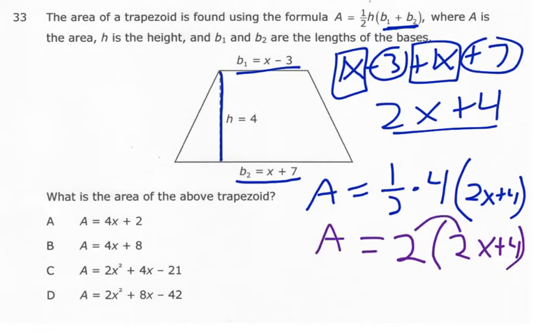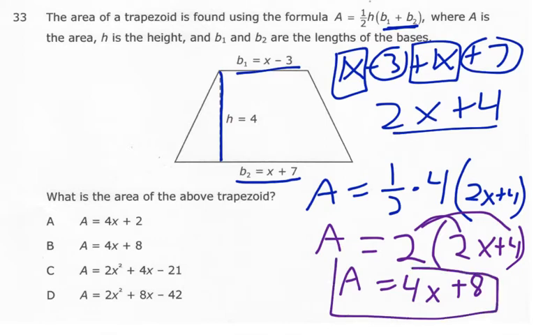And then distributive property, 2 times 2x is 4x, 2 times 4 is 8, or a positive 8. And we have our area. So it's not an actual number because we don't know what x is, but our area is 4x plus 8.